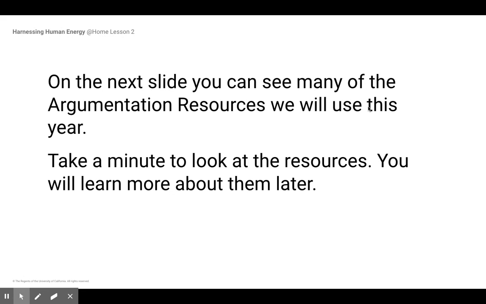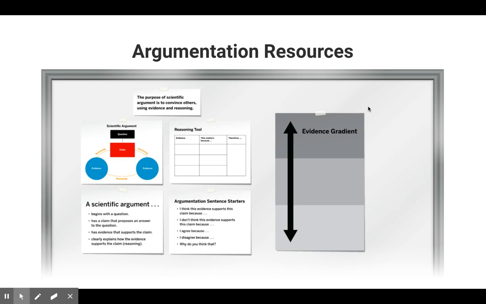On the next slide, you are going to see many of the argumentation resources that we'll use this year. Take a minute to look at the resources, and you will learn more about them later. So here are the resources. The purpose of the scientific argument is to convince others using evidence and reasoning. Think about what you would do in everyday life if you were having an argument. The whole point of having an argument with someone is trying to have someone see your side. So if you think that you're right, you're going to give all the evidence that is going to support why you are correct. It's the same thing in a scientific argument.